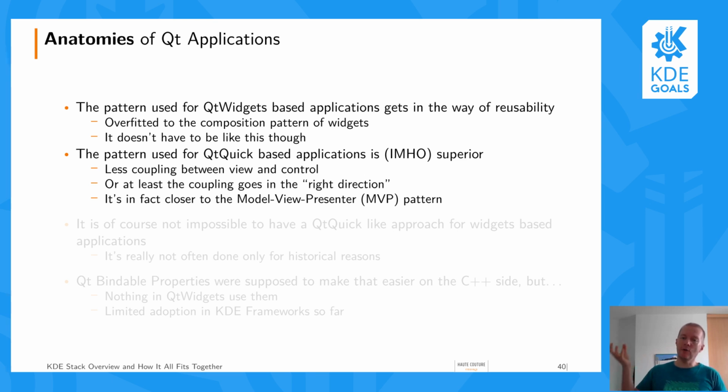Now, the pattern we have on the QML side is, in my humble opinion, superior. I mean, I don't care about whether QML or widgets is better. I'm just saying that naturally, for QML, we went toward an architecture pattern which is superior. There's less coupling between the view and the control, or at least if there's some coupling, it goes in the right direction. In fact, in the literature, you could argue that it's closer to the model view presenter pattern rather than the model view controller pattern.